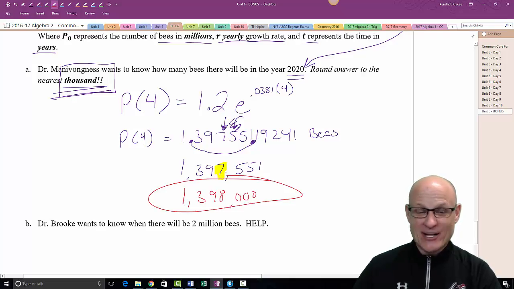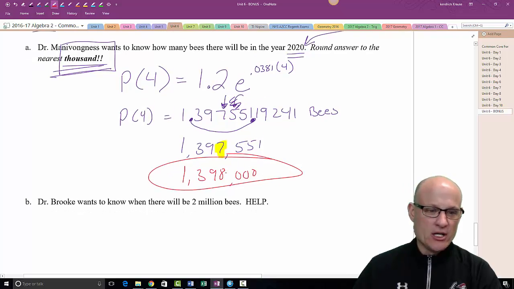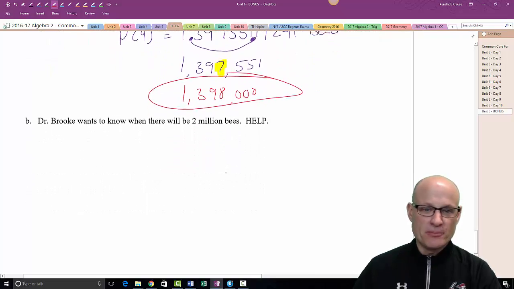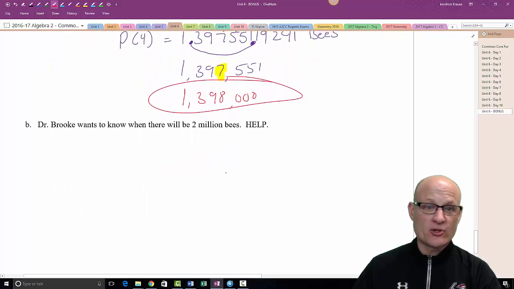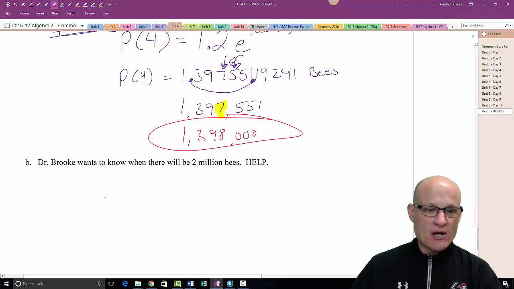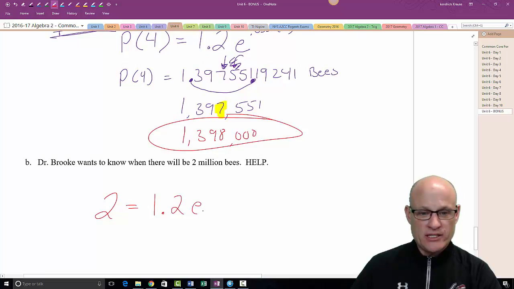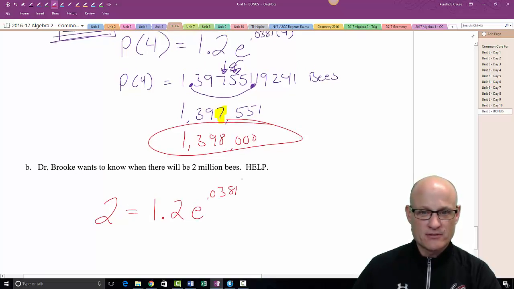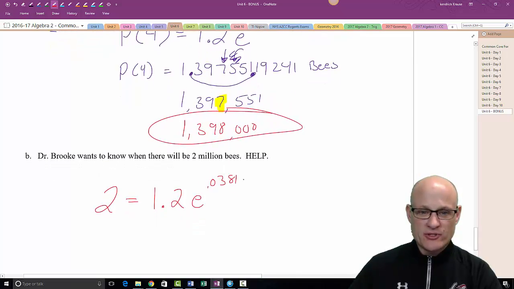Nasty. Sorry. That was a tough one. Dr. Brookie wants to know when there will be 2 million bees. Help! All right, so let's go back to the equation. So now we're going to put 2 in here equals 1.2 e to the 0.0381. Is that right? Times t. Because we're looking for t in this case.